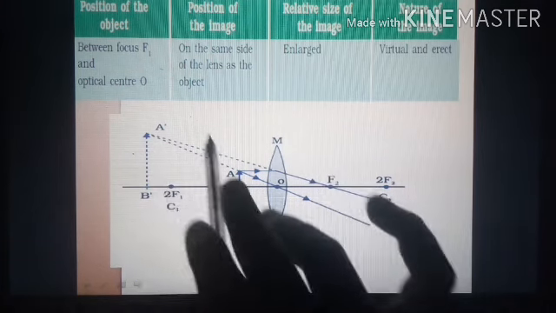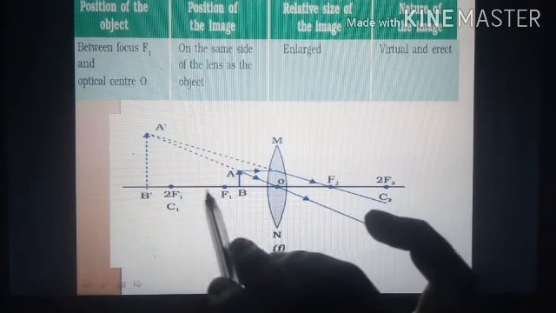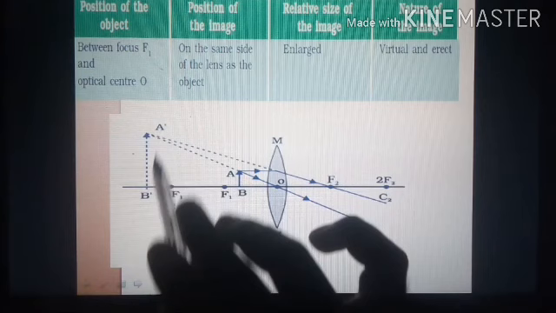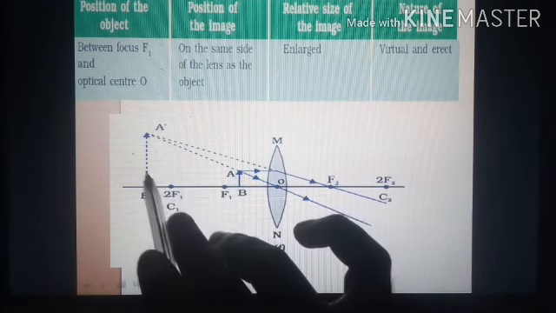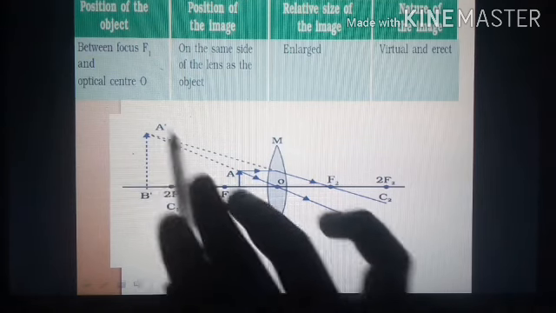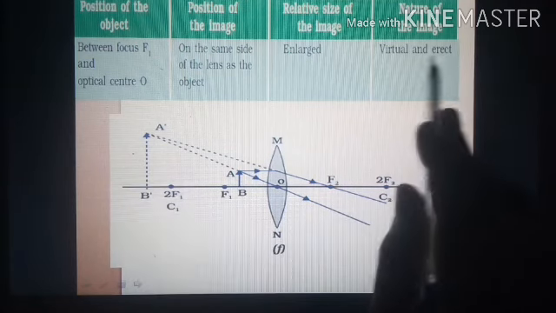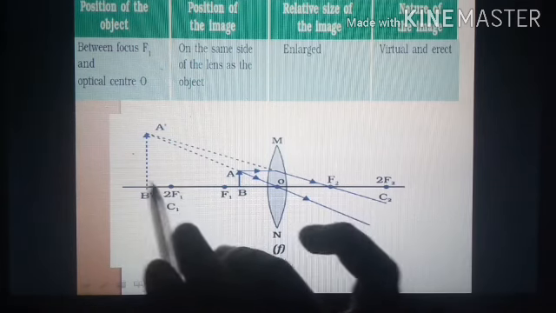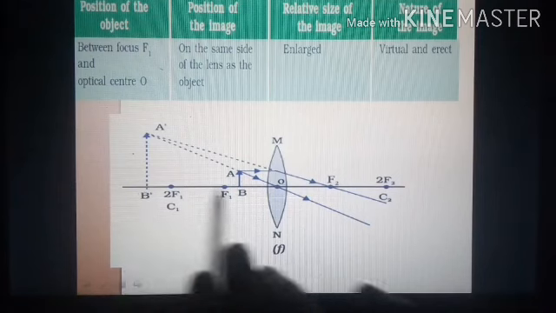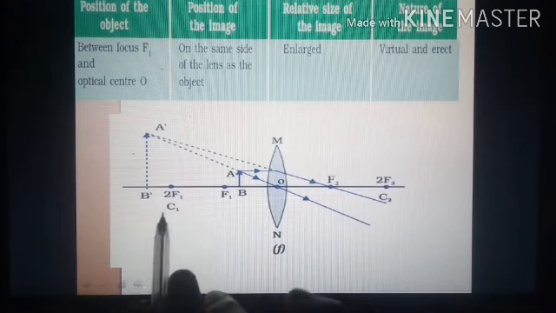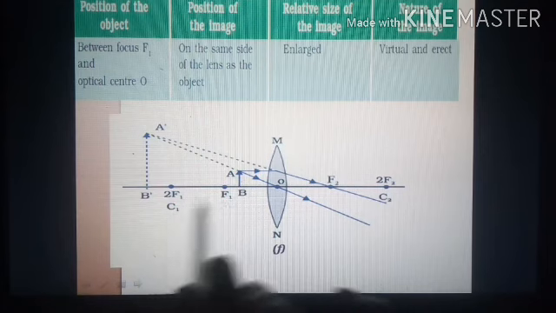These are not real, only for imagination. That's why it is called virtual. So this image will be the virtual image, A dash B dash. The size will be enlarged, and it is virtual and upright, straight, so it is called an erect image. So it is a virtual and erect image, enlarged compared to the object, and the position is on the same side of the lens, behind the object, beyond 2F1 or F1. This is the position of the image.